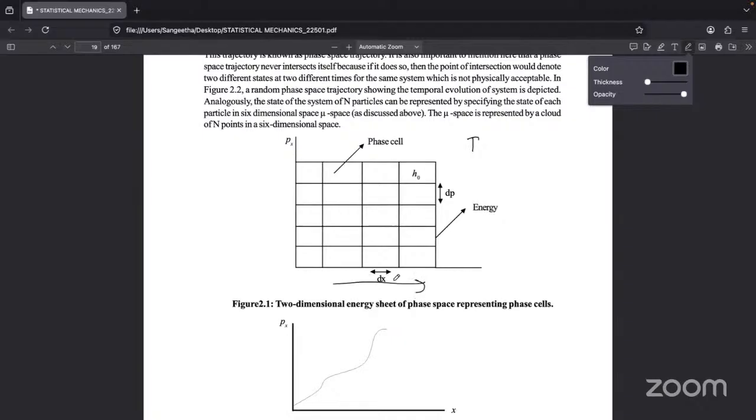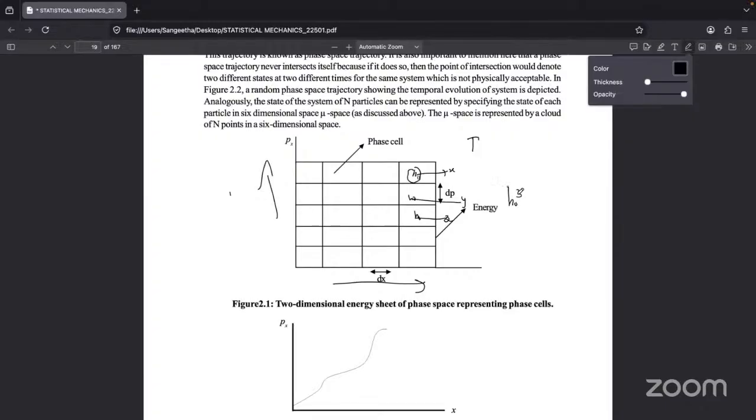Next, just now we also saw this diagram. The x-axis is the position coordinate, and the y-axis is the momentum coordinate. In this, I am dividing into small subcells, each cell having volume H0. This H0 is for the x coordinate, this H0 is for the y coordinate, and this small H0 is for the z coordinate. So the total is H0 cube.